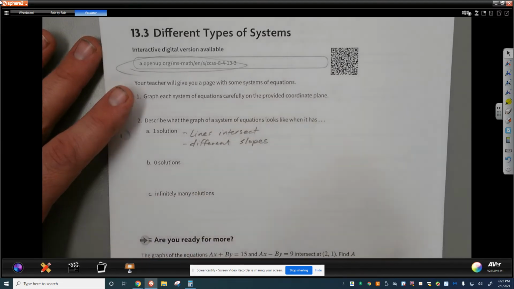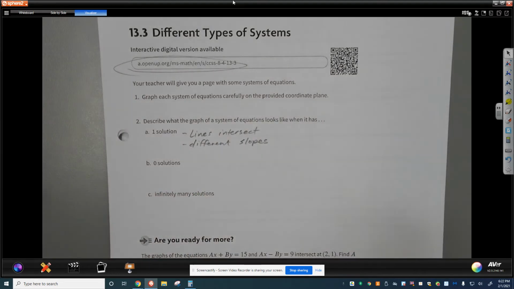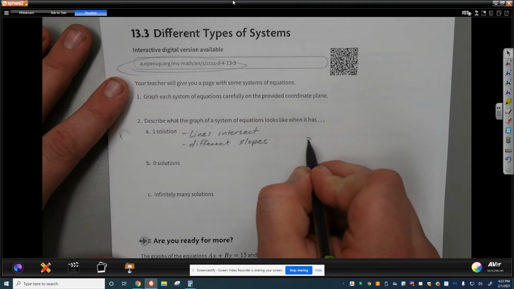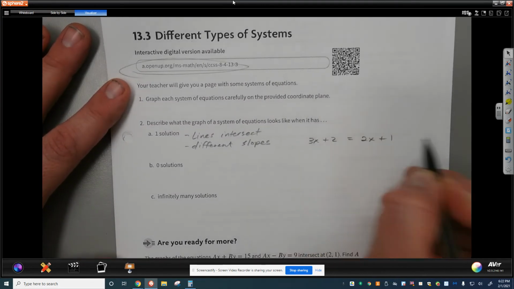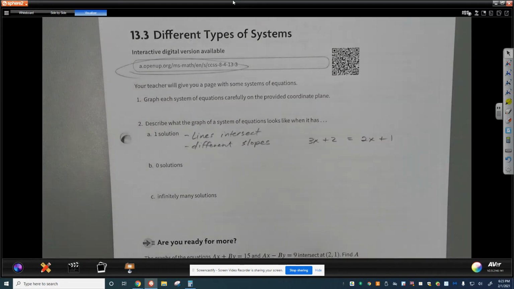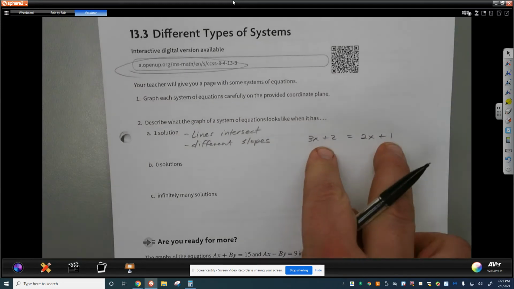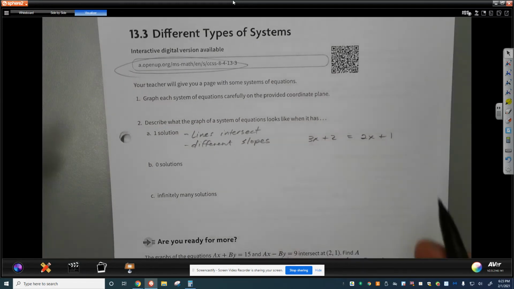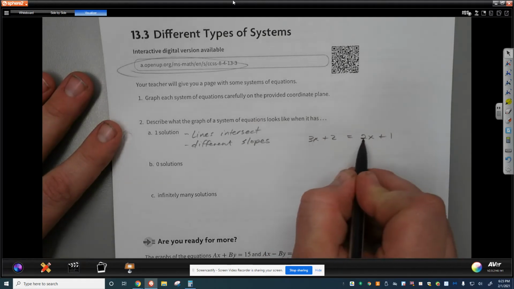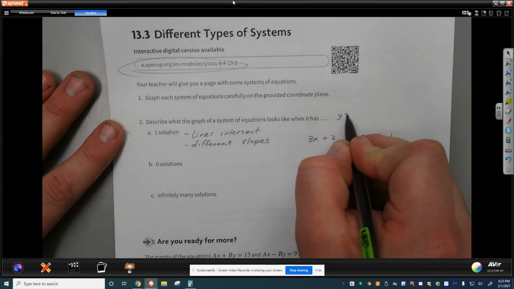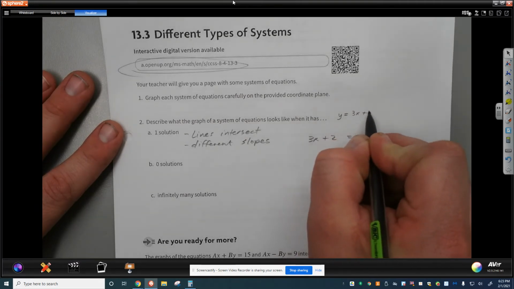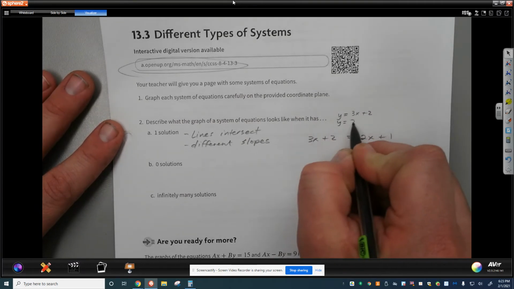Now, if you remember back to previous lessons when we talked about solutions to linear equations, we saw that we had equations that had something like this. 3x plus 2 is equal to 2x plus 1. What we can look at with this is we've seen that this is really a comparison of two expressions, and we saw that these variable terms were different. Well, this would be no different than looking at the equation and saying y is equal to 3x plus 2 and y is equal to 2x plus 1.